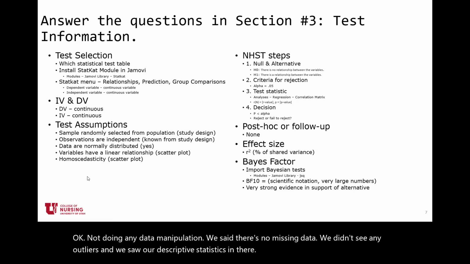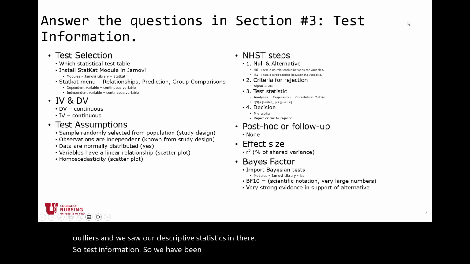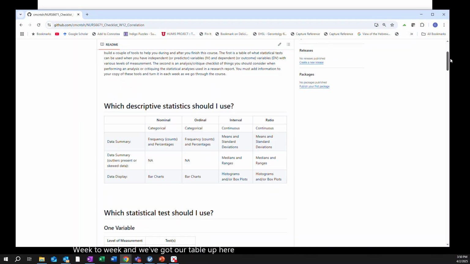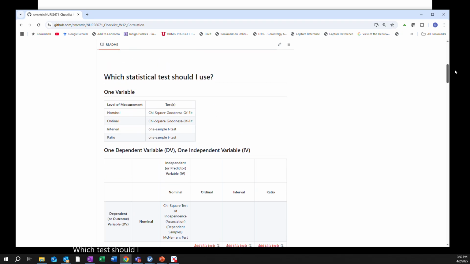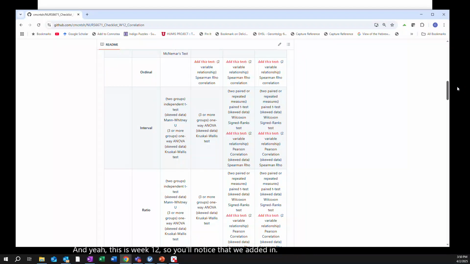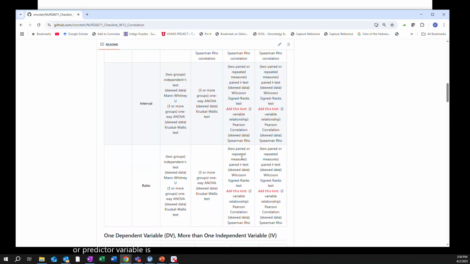So test information. We have been building our checklist week to week, and we've got our table up here for which test should I use. And yep, this is week 12. So you'll notice that we added in, I marked the new ones in red. So our outcome variable is interval, and our independent variable or predictor variable is also interval and ratio. And so you'll see we've added Pearson correlation for the interval and ratio levels of measurement for those.